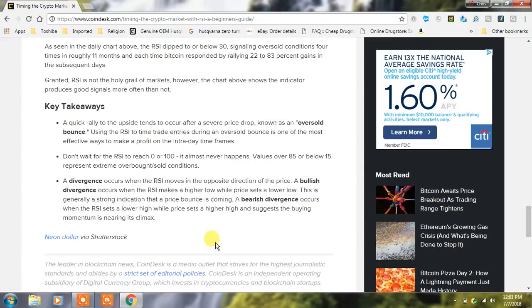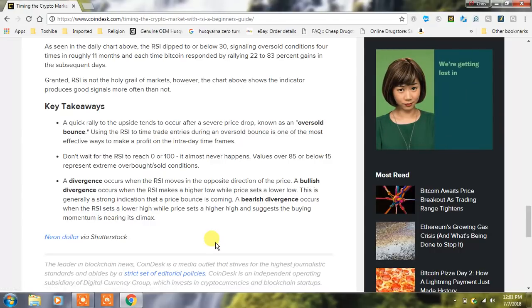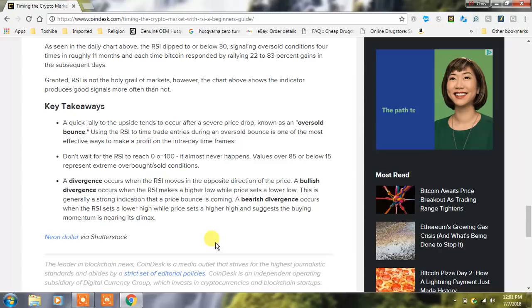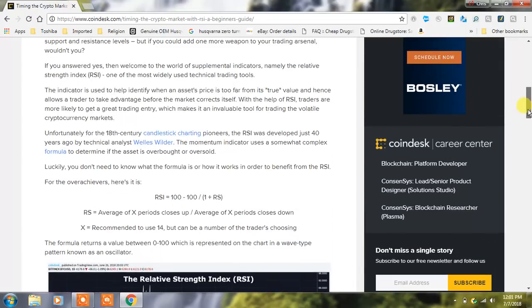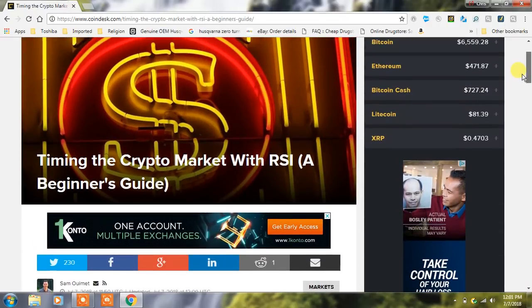A divergence occurs when the RSI moves in the opposite direction of the price. A bullish divergence occurs when the RSI makes a higher low while price sets a lower low. This is generally a strong indication that a price bounce is coming. A bearish divergence occurs when the RSI sets a lower high while the price sets a higher high and suggests the buying momentum is near its climax. So guys, really do a little more studying into this. This is the RSI, the Relative Strength Index. I think it's something you should always take a look at when you're looking at charts.